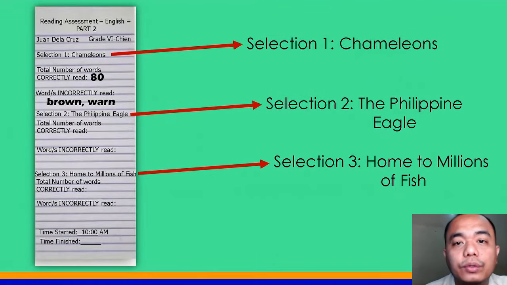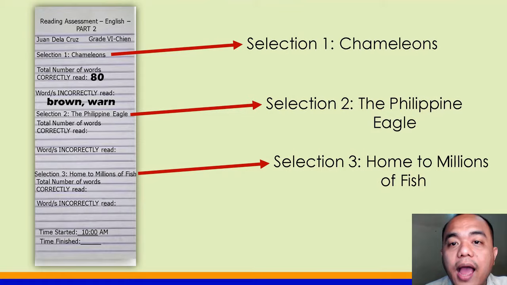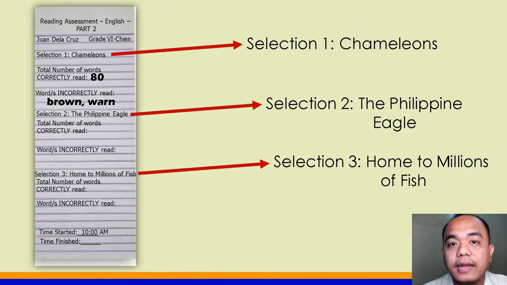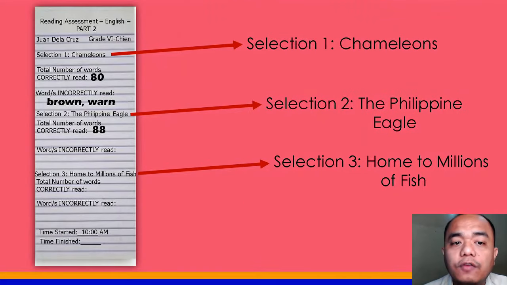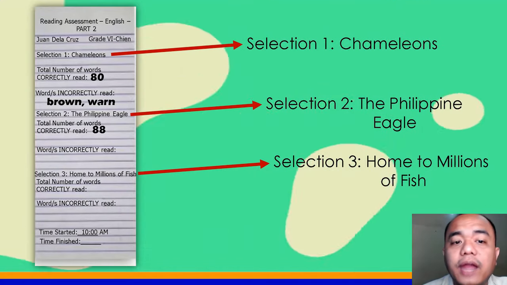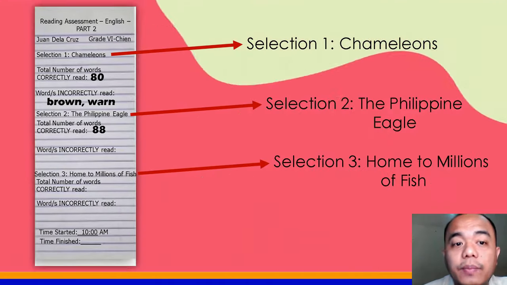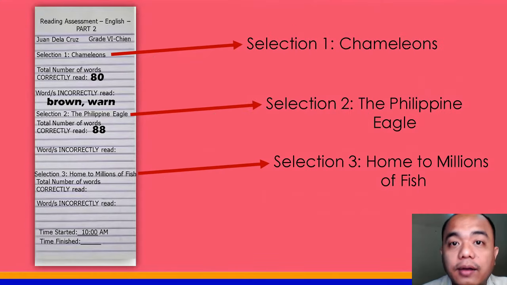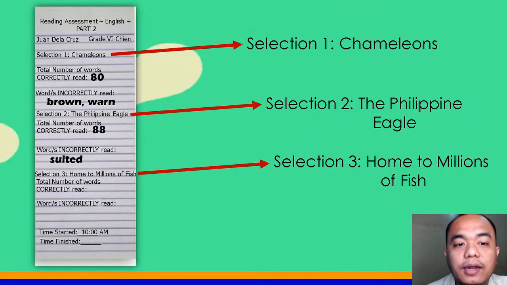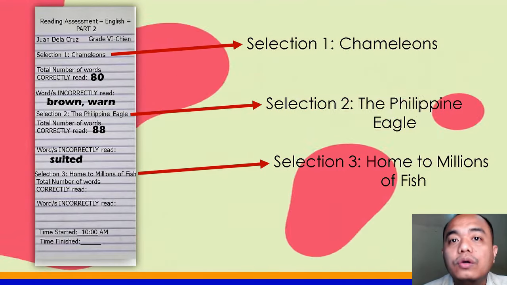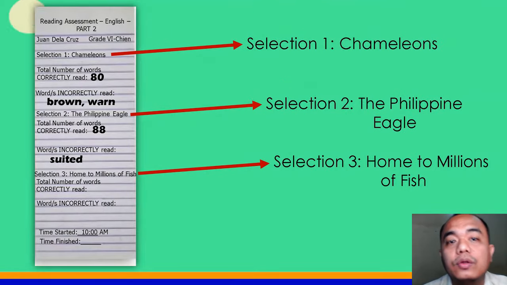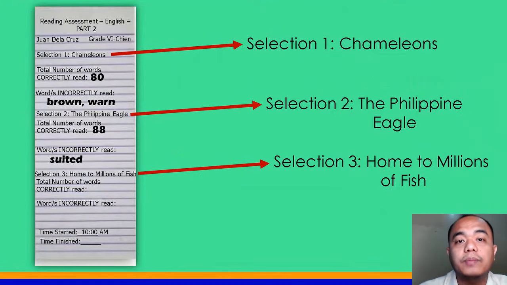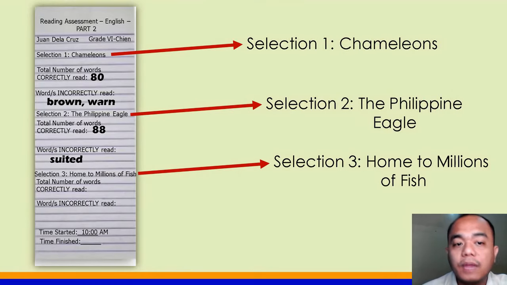Next, selection number 2. For selection number 2, we have 89 words all in all. But if you only correctly read 88, then write 88 here. And then you have 1 incorrectly read. For example, you write suited there. So, you mispronounce suited or you don't know how to read the word suited, then write suited there in that particular part of your paper.